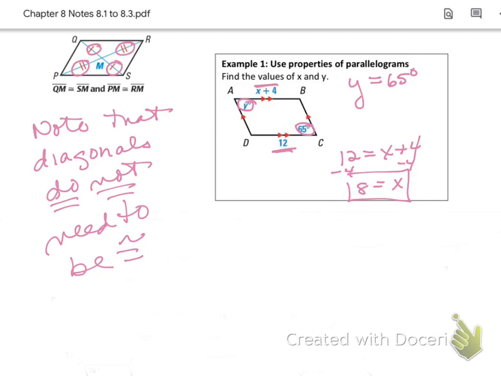So the next page is the homework, and you'll be able to apply some of these theorems to your work.